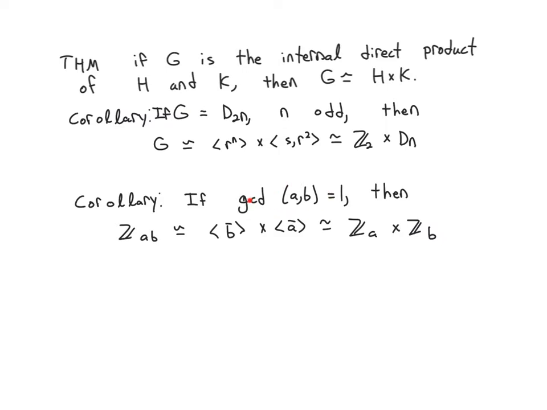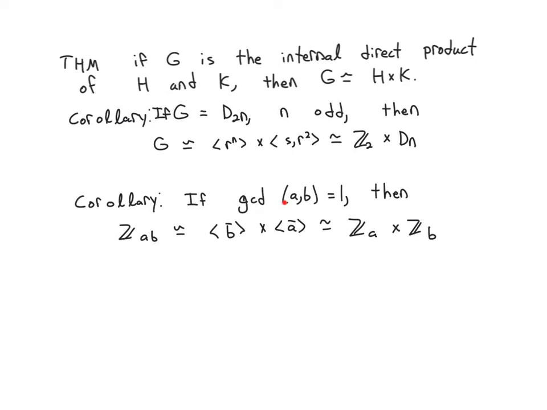Likewise, if the GCD of A and B is 1, then you can actually rewrite Z mod AB as this internal direct product, which means, according to this theorem, it's also isomorphic to this direct product of these two cyclic subgroups. The first one, we said, was a cyclic group of order A, and the second one a cyclic group of order B. So we now see that this cyclic group is isomorphic to a direct product of cyclic groups, which was one half of that if and only if theorem.